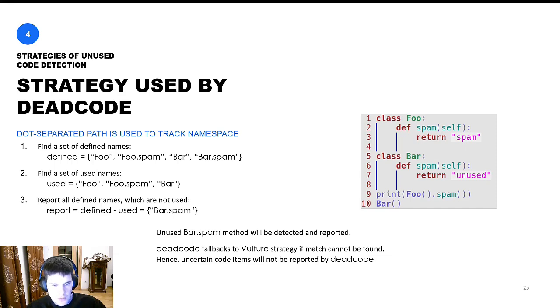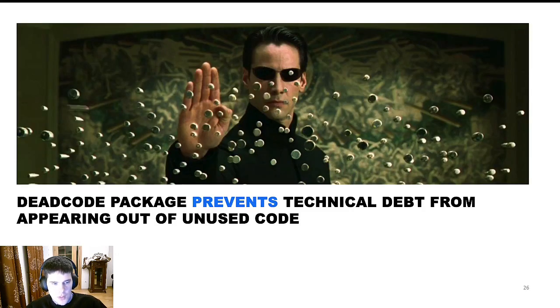is correctly detected, but not in all cases this dot-separated path can be constructed. So Deadcode falls back to Vulture's strategy if a match cannot be found. Hence, uncertain code items will not be reported by Deadcode. I would like to conclude that the Deadcode package prevents technical debt from appearing out of unused code.